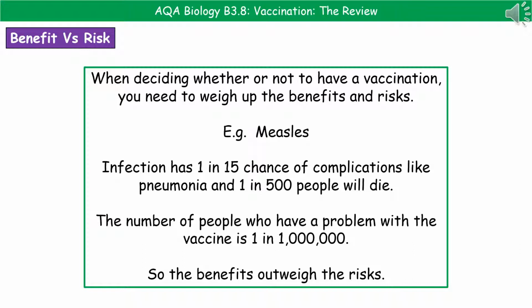If we then compare that to the number of people who have a problem with the vaccine for measles, that's only 1 in a million. So in this case, I would say that the benefits quite clearly outweigh the risks. But that's something you need to do when you're looking at anything where there are advantages and disadvantages. If you're asked to evaluate, you need to talk about both the pros and the cons, and then give your final judgment at the end based on that. All of these will be around the idea of, does the benefit outweigh the risks?